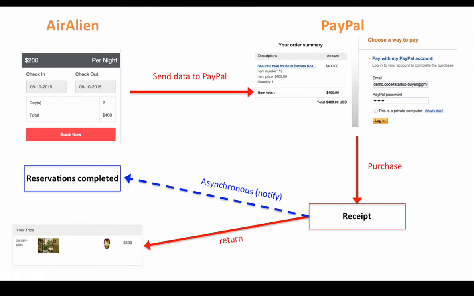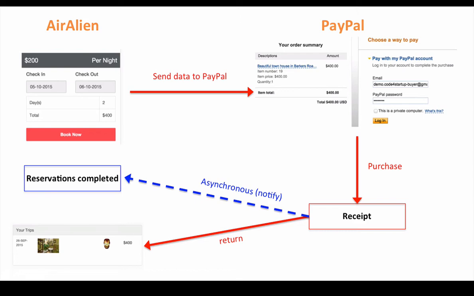And there are two things happening here. Right? The first one is that PayPal will send a synchronous request to our app to notify that, hey, this person has completed the payment, and do whatever you want. So in our app, we will mark the status of the reservation as completed. The second thing is that PayPal will redirect the user back to our application. And in this case, it will be landing on our Your Trips page. That's all about how our app can communicate with PayPal.